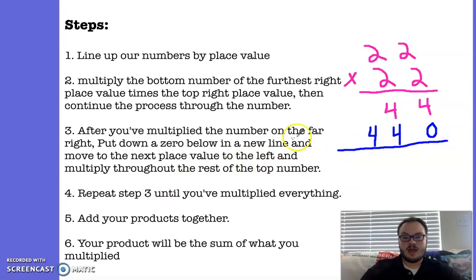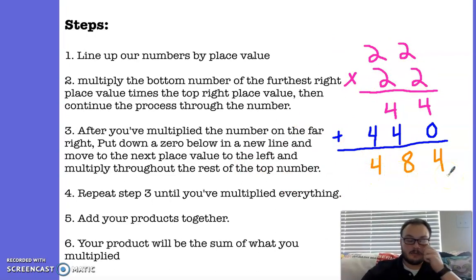So now I add my products. Remember, products are the answer to a multiplication problem, and since we multiplied for both of these, I'm going to add these together. So 4 plus 0 gives me a 4, 4 plus 4 gives me an 8, and 4 plus 0 gives me a 4. So my sum is going to be the product for this whole math problem. So I have a product of 484 as my answer.